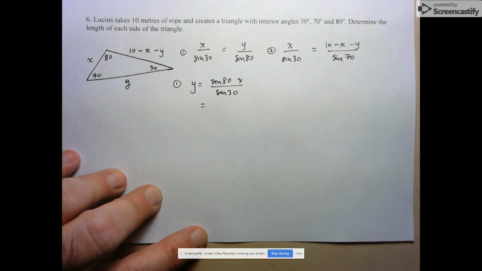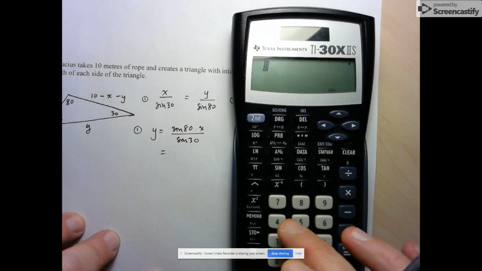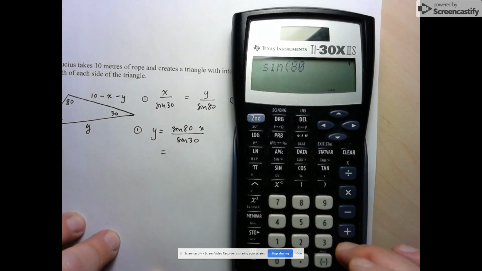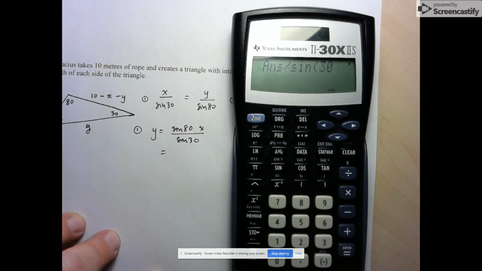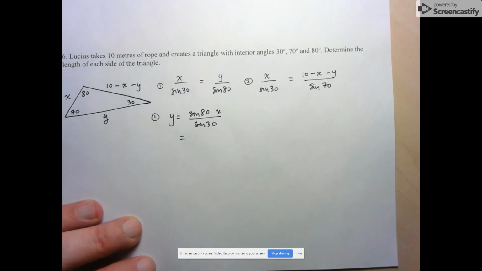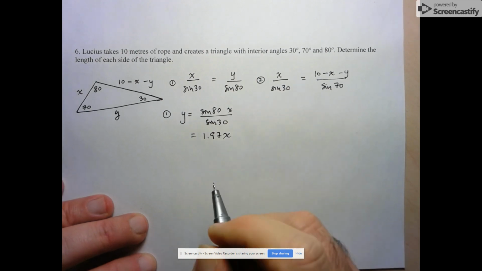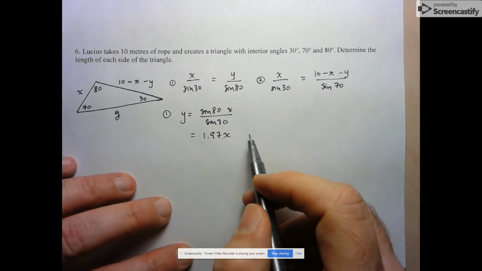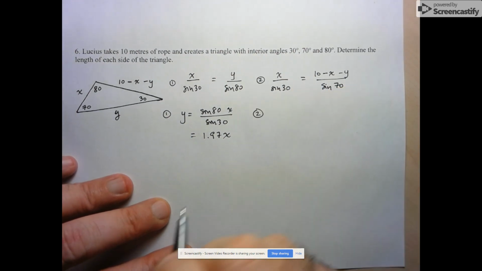So y is equal to, let's get our trusty calculator here. So we've got sine of 80 divided by sine of 30. And that gives us, we'll keep two decimal places, so 1.97. So this is equal to 1.97x. And so now what I'm going to do is input this into equation 2. Okay, this is going to be my substitution.